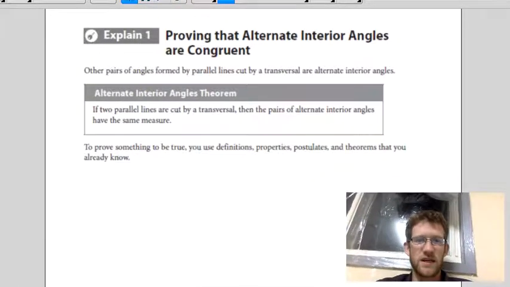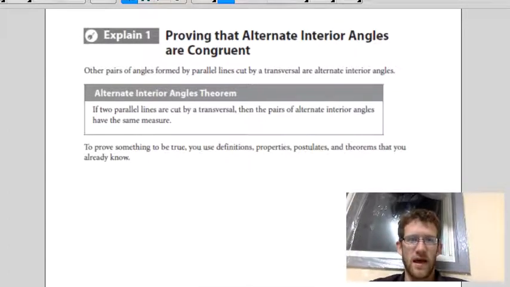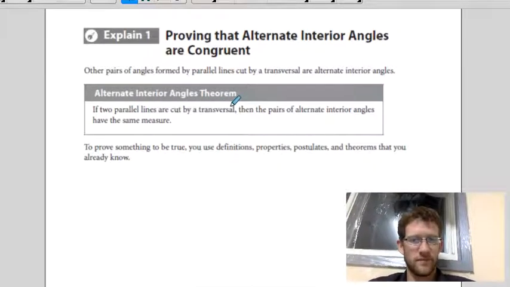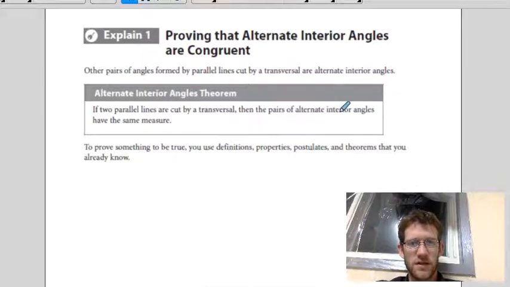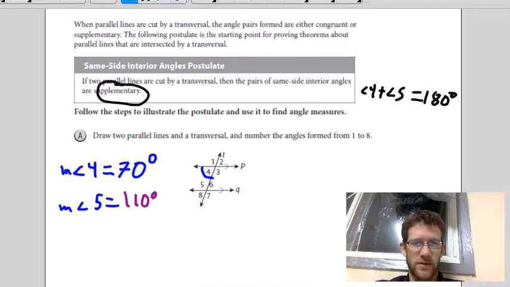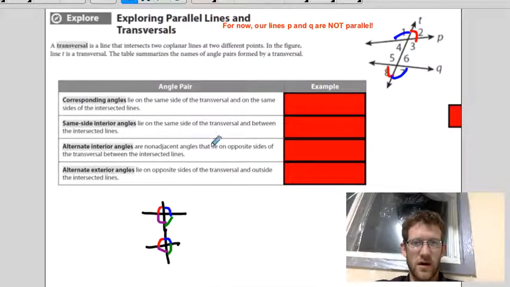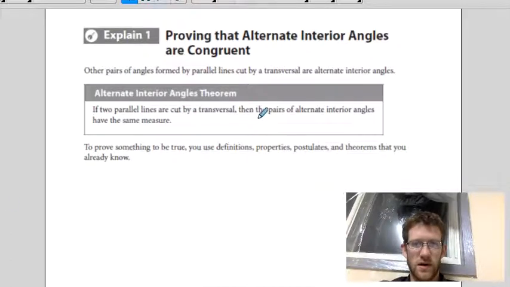We're moving on to the alternate interior angles theorem. And the alternate interior angles theorem states, if two parallel lines are cut by a transversal, sound familiar? Same deal. Then the pairs of alternate interior angles, let me go back to our picture here, maybe this one. Alternate interior angles, right? I'll do an example, say like 3 and 5, right? If that's true, then alternate interior angles have the same measure.